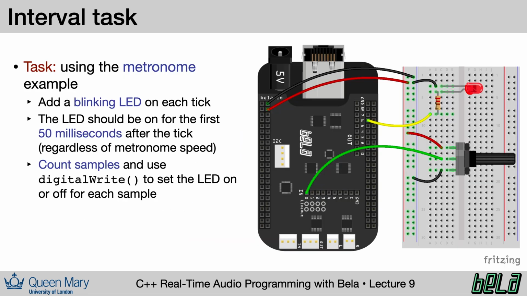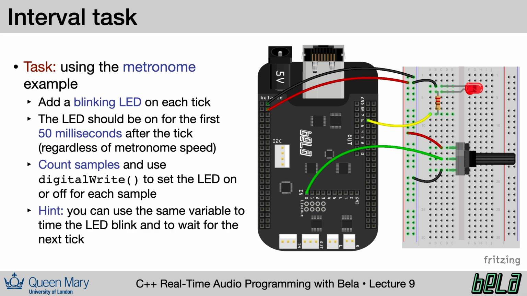The way we're going to try that here is to add a blinking LED to our metronome. If we only turn the LED on for a single audio frame, the flash would be so brief we wouldn't even see it. So what we want to do is keep the LED on for, let's say, 50 milliseconds at the beginning of each tick. What we're going to need to do is count samples like we did before, and we'll use the digital write or digital write once function to set the LED to be on or off each time round.